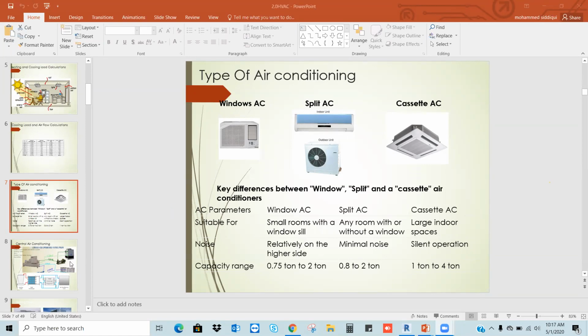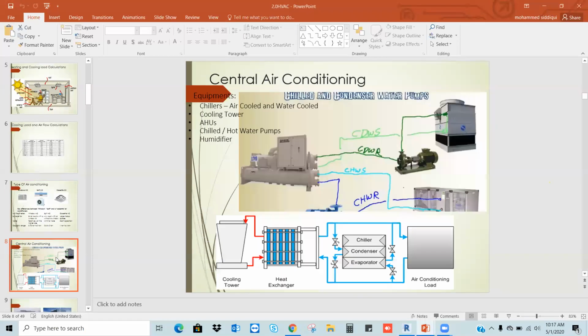Let's say after cassette AC, we have the central air conditioning system in HVAC. See, I'm not going to explain all the mechanism. I just want to explain what equipment we will use in the central air conditioning system. In the central air conditioning system, we have the chillers and air coolers, AHU, and we have pumps, pipes, dehumidifier, a lot of components. Let us discuss one by one.